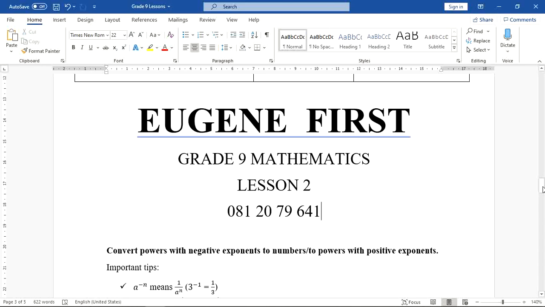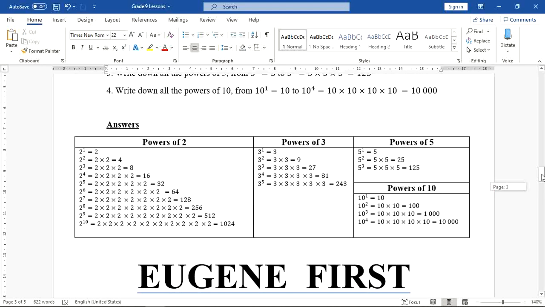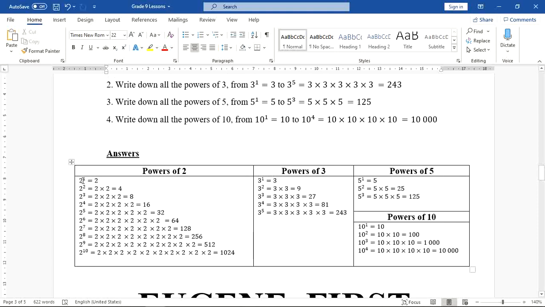In our previous lesson, we talked about converting powers with positive exponents to whole numbers. These are the powers of 2. So 2 exponent 10, you multiply 2 ten times to give you 1024. And these are the powers of 3, powers of 5, and powers of 10. Please make sure that the work you did is the same as this one. These are the correct answers.